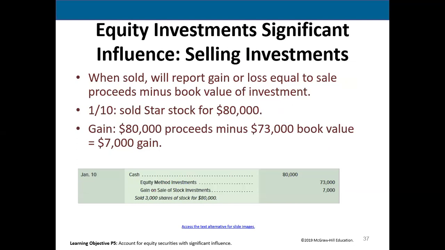Now watch what happens. What happens when Micron sells the stock? So when sold, they're going to say, okay, how much do we sell the stock for? $80,000. And that happened on January 10th of the next year. So they debit cash $80,000. They credit the equity method investment, since they're selling the whole investment, for the whole $73,000 balance, not the $70,000 they originally paid for it, but the balance of that account.